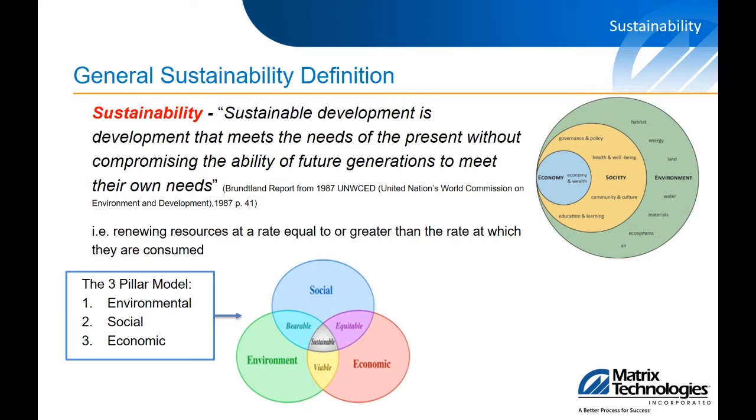It was from this Brundtland report in 1987, and by the general definition of sustainability, it means sustainable development is development that meets the needs of the present without compromising the ability of future generations to meet their own needs. That's quite a mouthful. It's hard to interpret what that means. A common breakdown is to say renewing resources at a rate equal or greater to that which is being consumed. So that's kind of the more colloquial understanding of it.